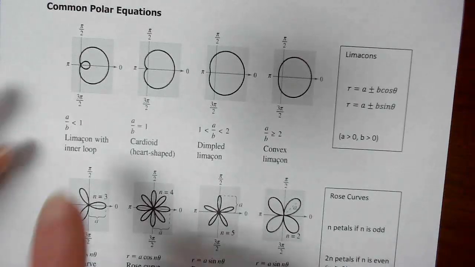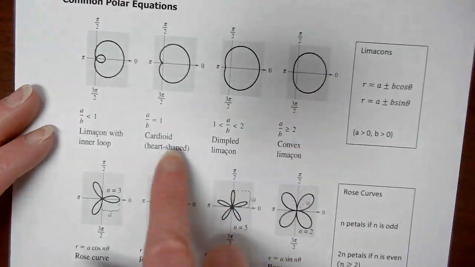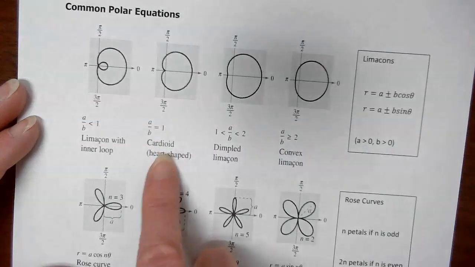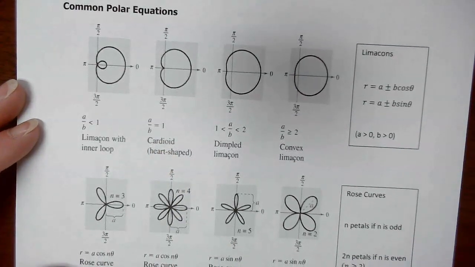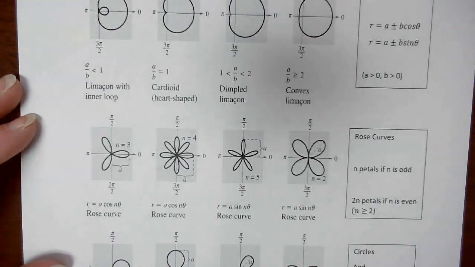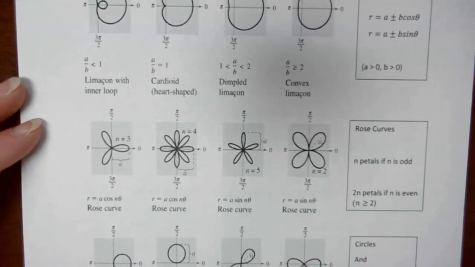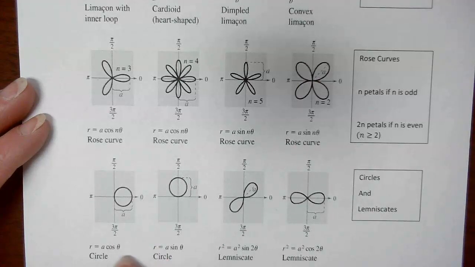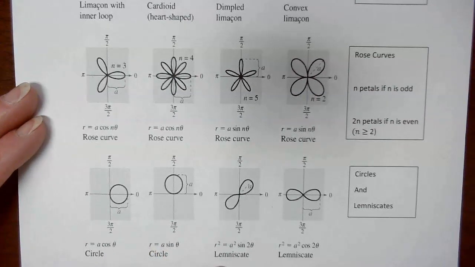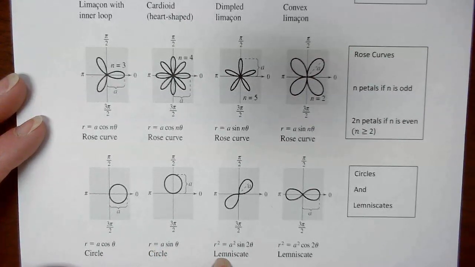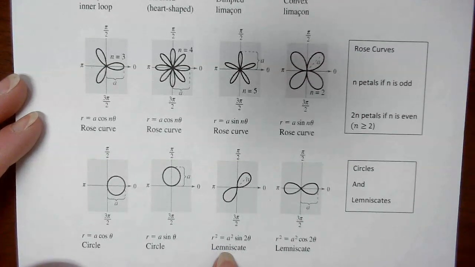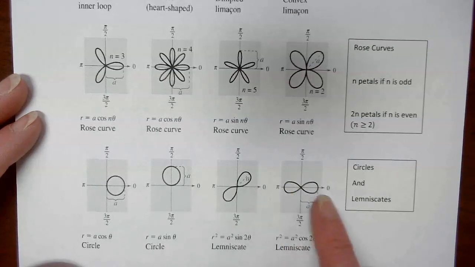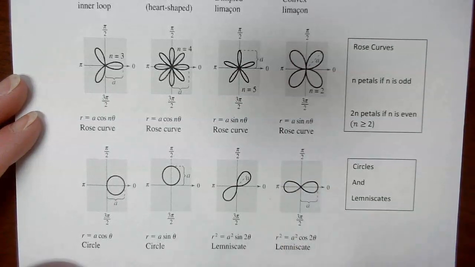So all of these have special names, and I'm not the best pronunciator. Limacon? Lima, kind of lima bean. This one is called a cardioid, heart shape. These are called rose curves because they make flowers. These are called circles because they make circles. Notice that's just when you have r equals either cosine or sine. When you have an r squared, you get a lemniscate, which looks like an infinity, either diagonally or horizontally. It'll be horizontal if it's cosine.